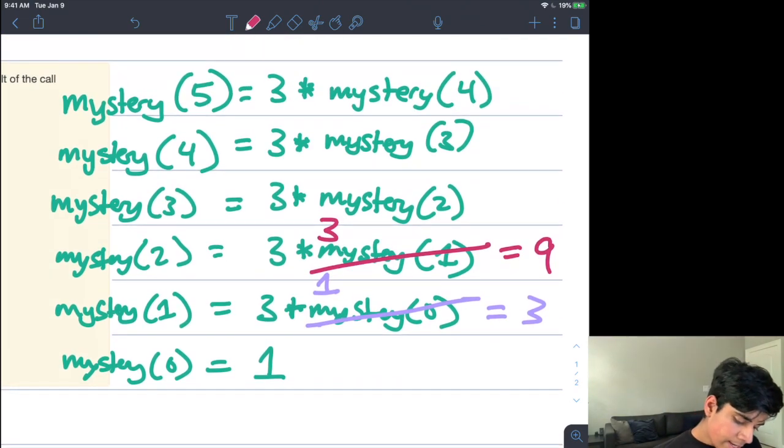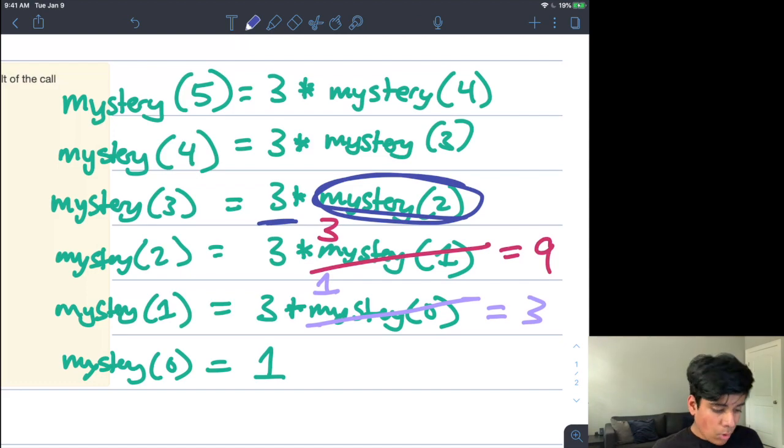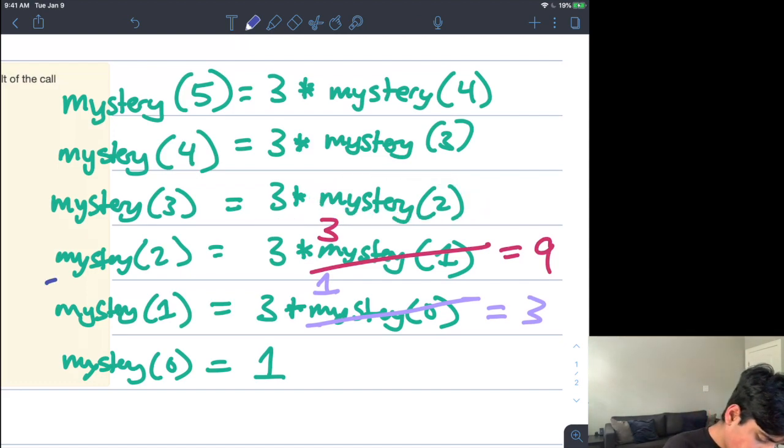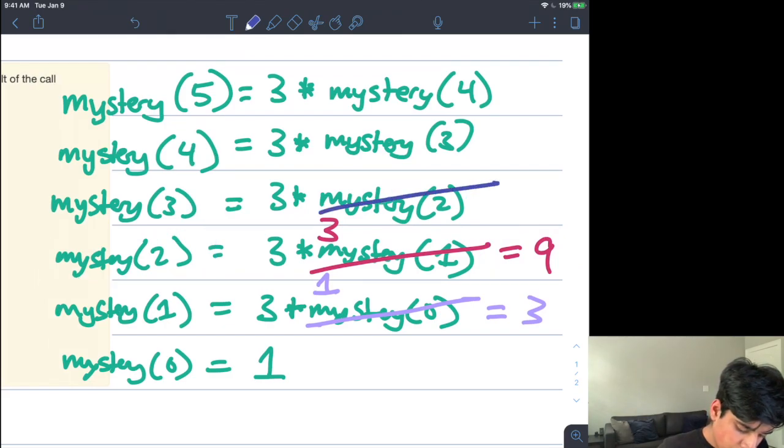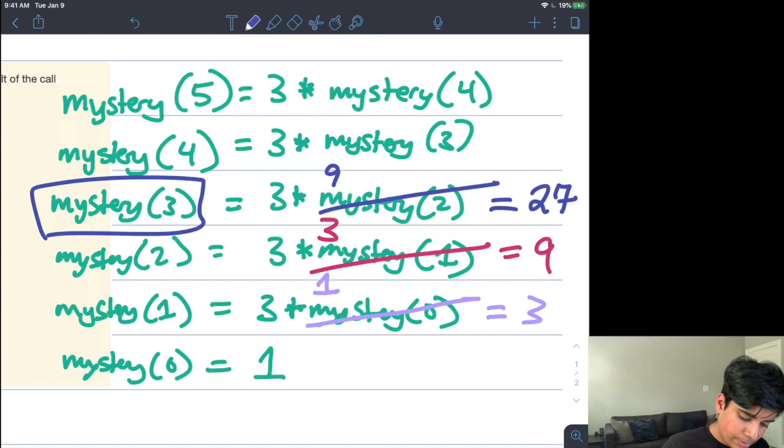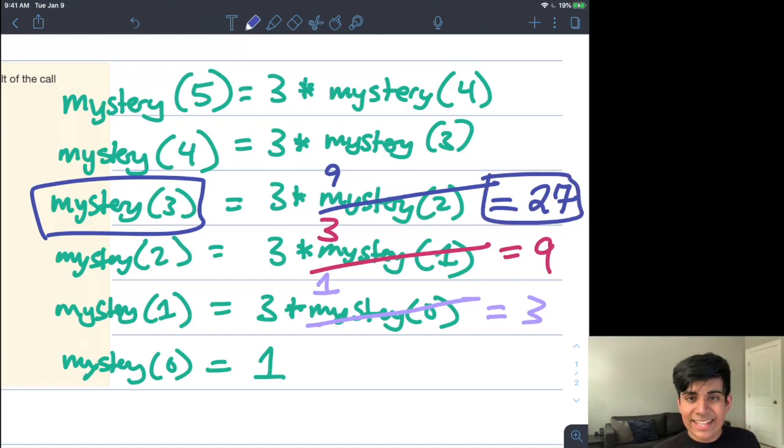All right, now I have mystery 3 above. Again, I'm going one level above. And it's saying here that mystery 3 is equal to 3 times mystery 2. Well, what is mystery 2? Mystery 2 over here, we said, is equal to 9. So I can cross out mystery 2 and put 9. And that means that 3 times 9 is equal to 27. Therefore, mystery 3 is now equal to 27.